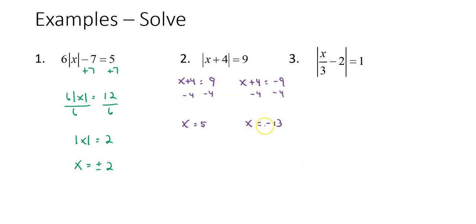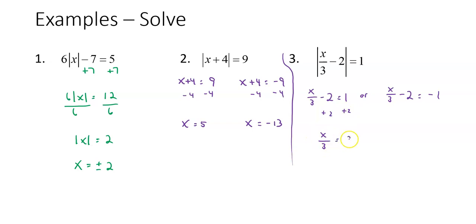Number 3 is only kind of interesting because it's got fractions in it. Still solves the same way. x over 3 minus 2 equals 1, or x over 3 minus 2 equals negative 1. So in both cases, we'll add a 2 to both sides. We'll get x over 3 equals 3. And then to clear out that 3 on the bottom, we're going to multiply both sides by 3. So here we get x equals 9. Try it out. 9 divided by 3 is 3. 3 minus 2 is 1.